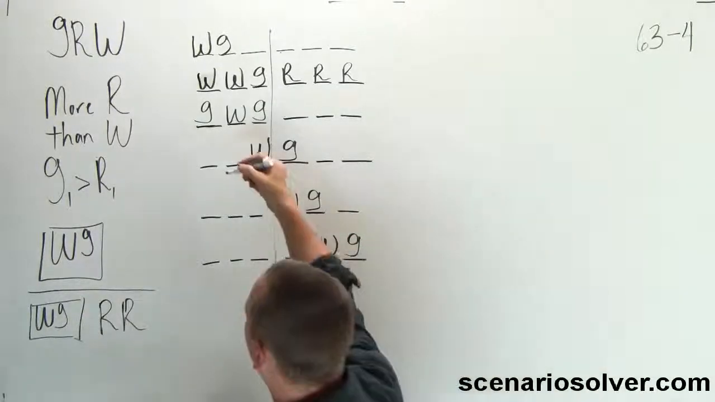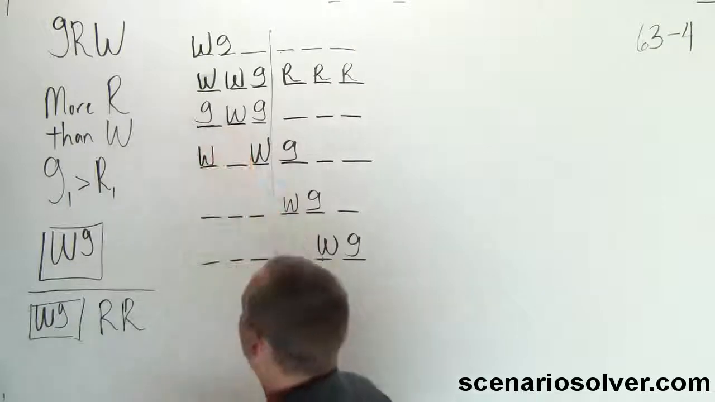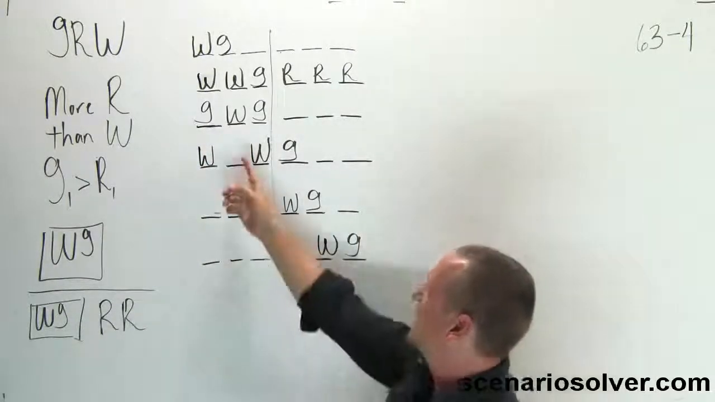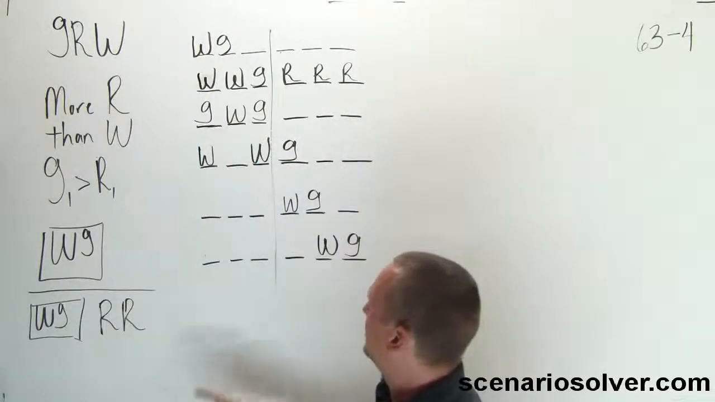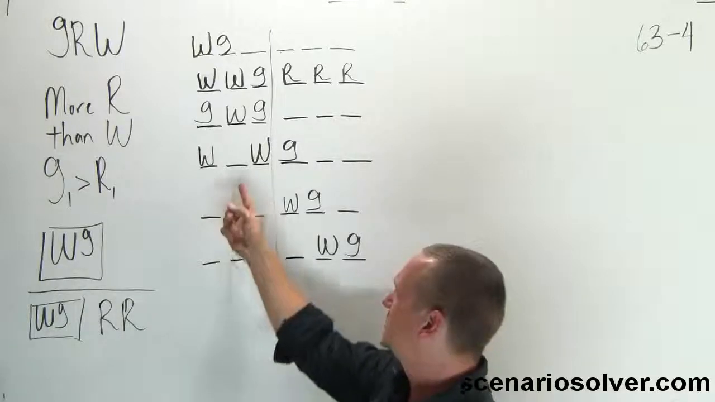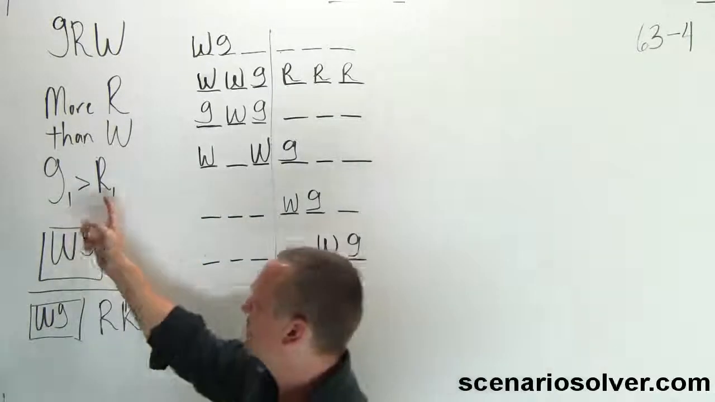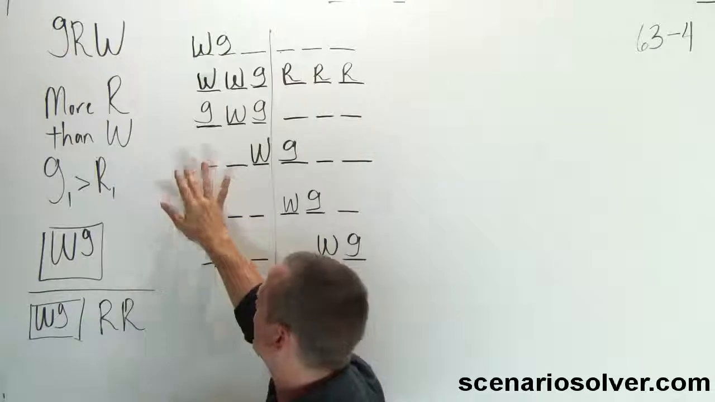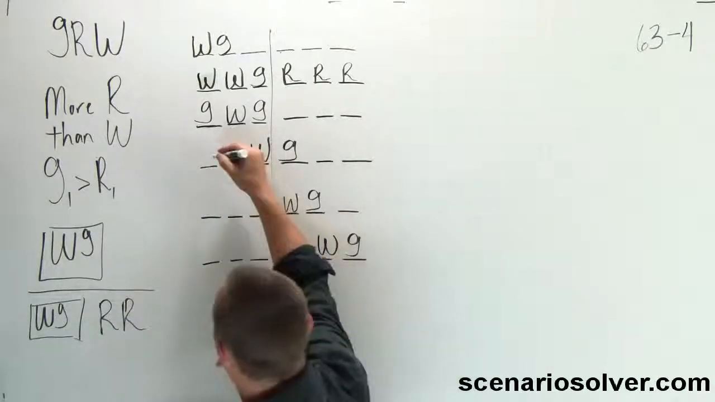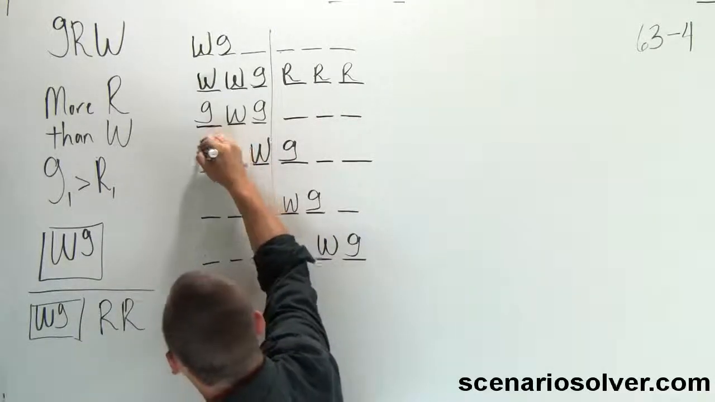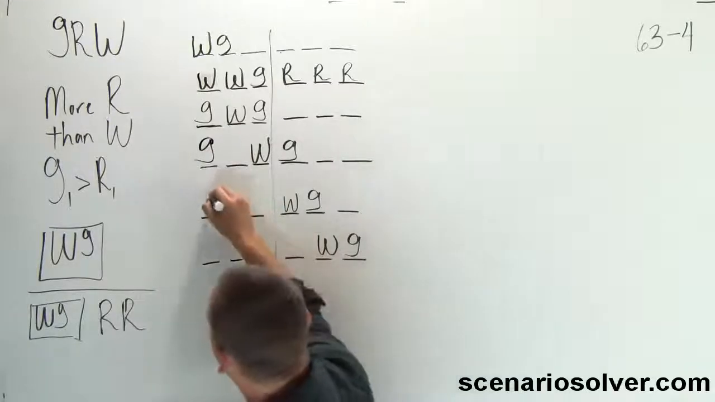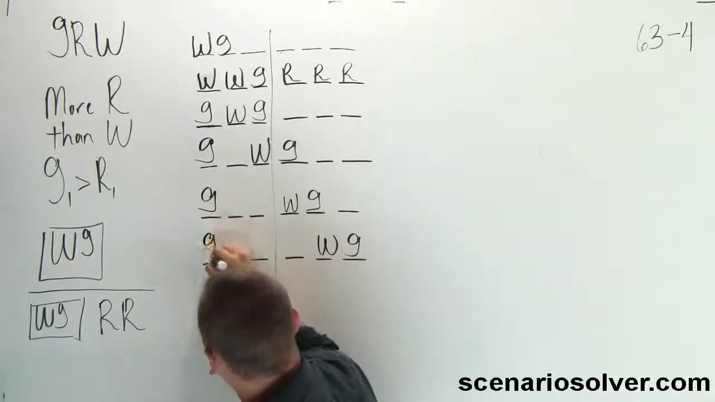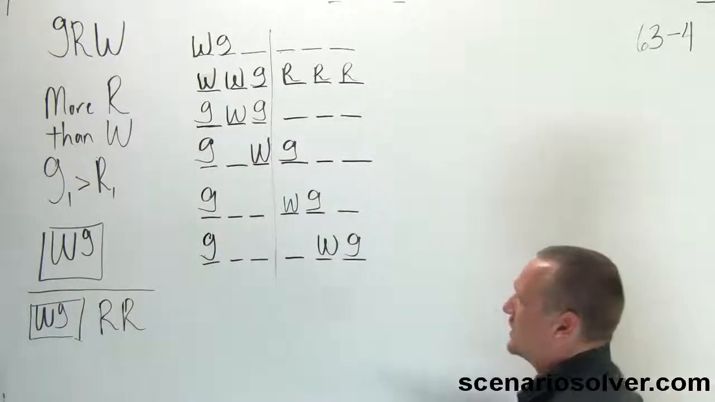All right, so what would happen if we were to put a W right here? Okay, if we were to put a W there, we'd have to use 3 R's because we have to have more R's than W's, and that would make it where G1 didn't occur before R1. So we know for a fact that we have to have G right here. And then it's the same as here and the same also as there.